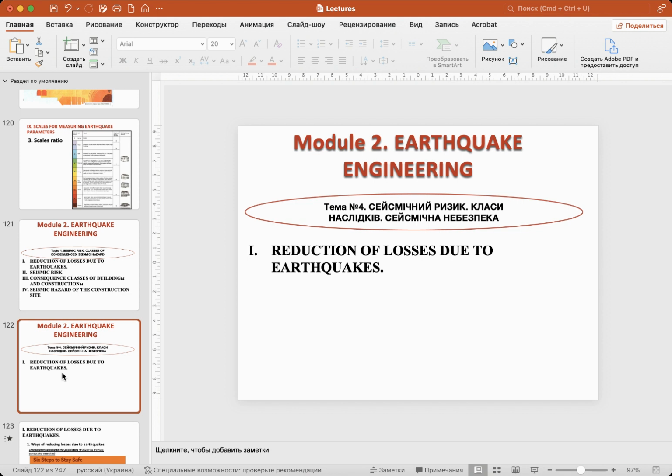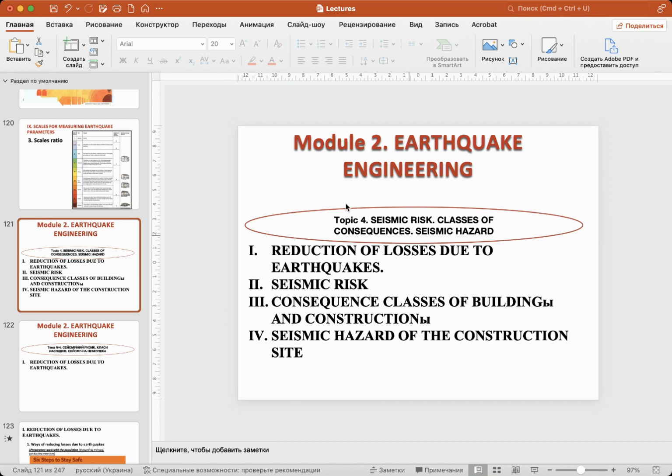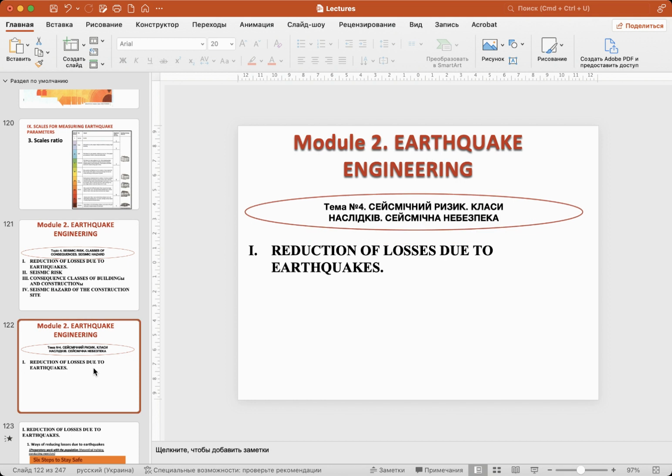Today we'll start to consider this topic called seismic risks, risk classes of consequences, and seismic hazard. First of all, we'll talk about seismic risk and reduction of losses due to earthquakes. And I want to ask you, what are the ways to reduce the losses due to earthquakes? Які шляхи зменшення постраждалих під час землетрусів?